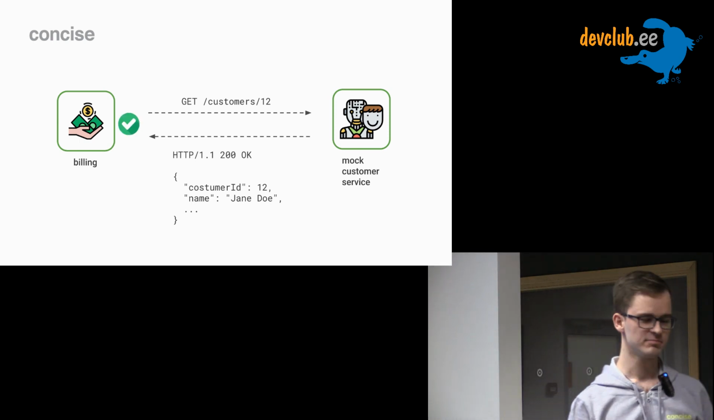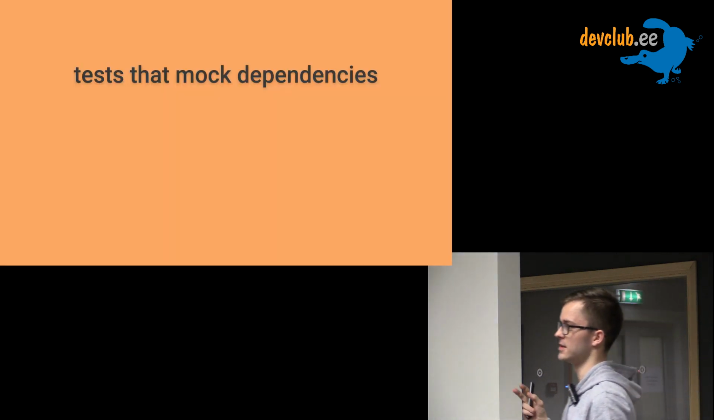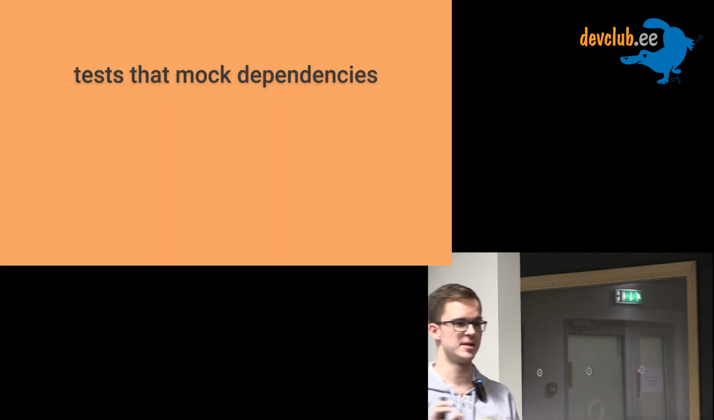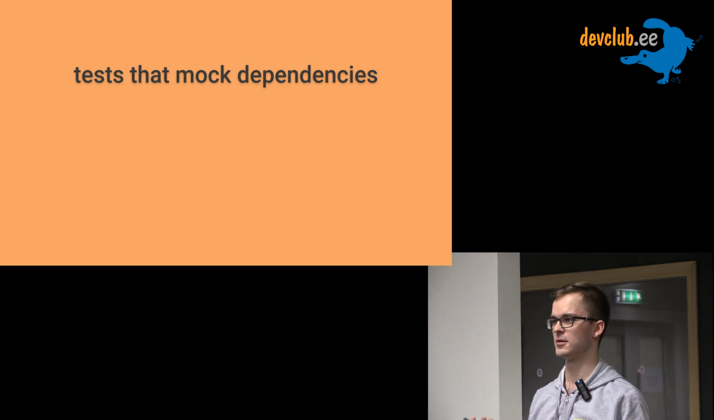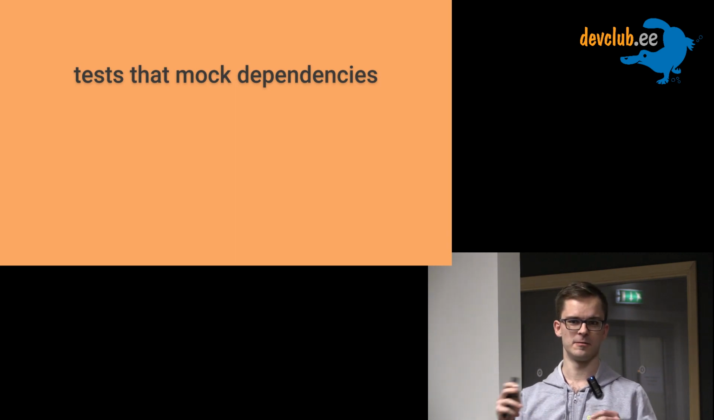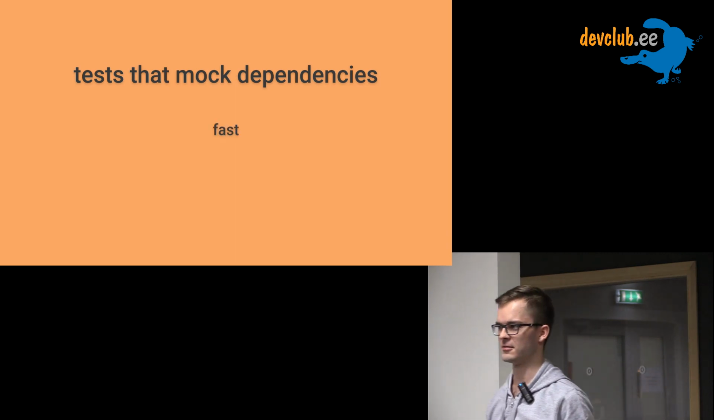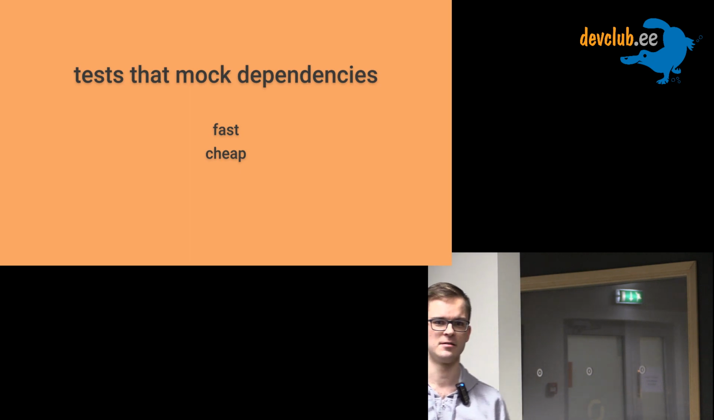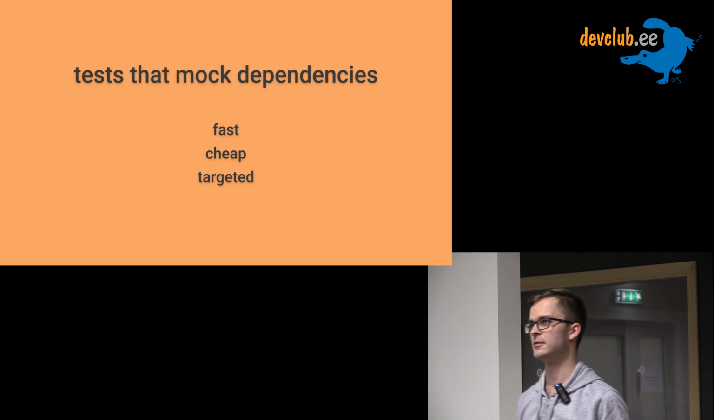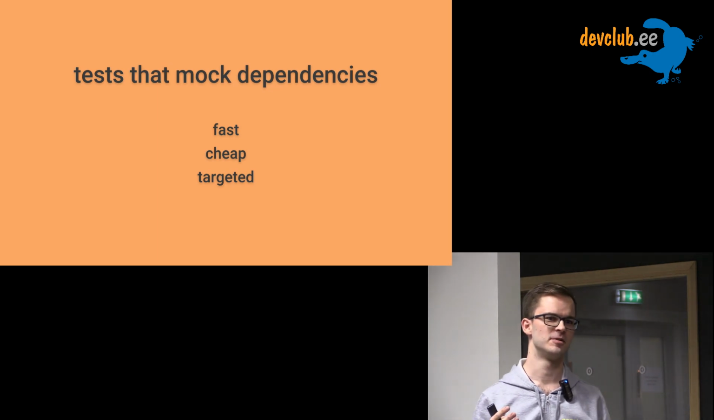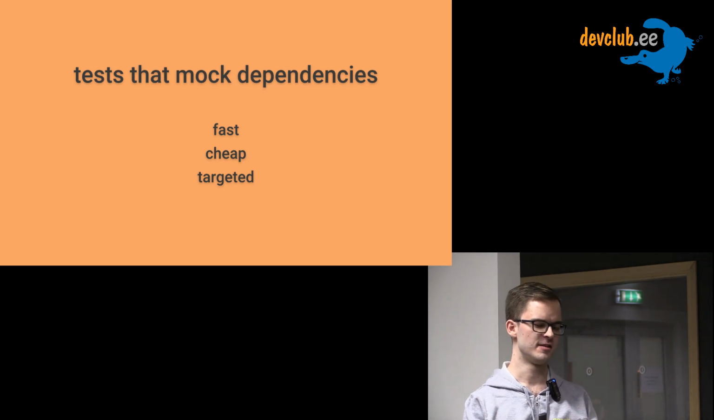So we tested these separate services in isolation, everything was fine, but on the whole, there was still an issue. So tests that mock dependencies, if we look at them all together, they are fast and also cheap to maintain, fast to run. They are targeted, meaning that if a test fails, you will have a very clear understanding of what failed, because this single test focused on a single area.